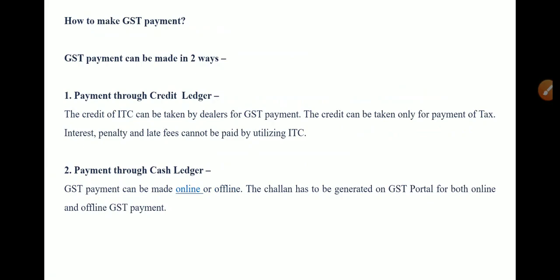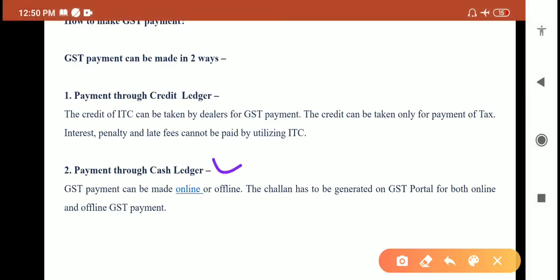Okay, so these are the two mechanisms in which GST payment can be made. One is through credit ledger, another is through cash ledger. The credit ledger will show the monthly assessment of a dealer. Self-assessed amounts and self-assessment returns will be reflected in the credit ledger, and that amount will show the ITC, which means input tax credit, and that amount can be utilized for payment of the GST, but not for the payment of interest, penalty, fees, and all those things.